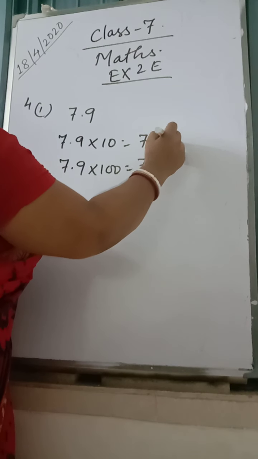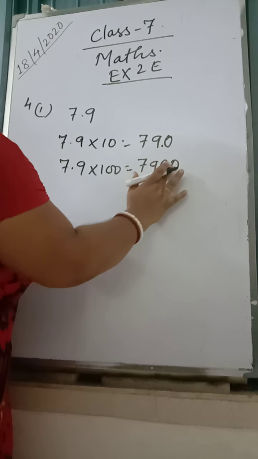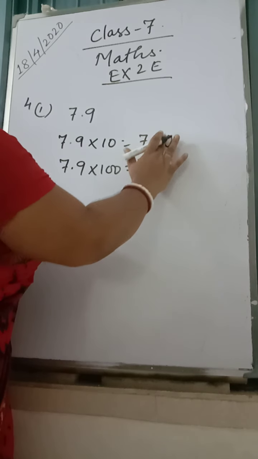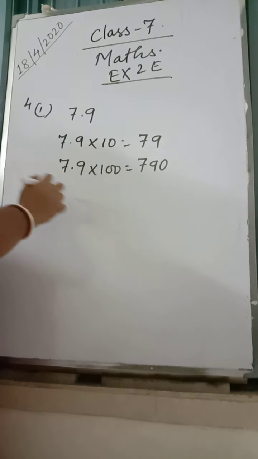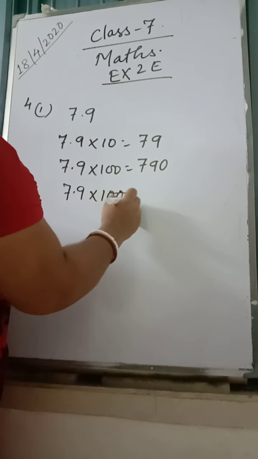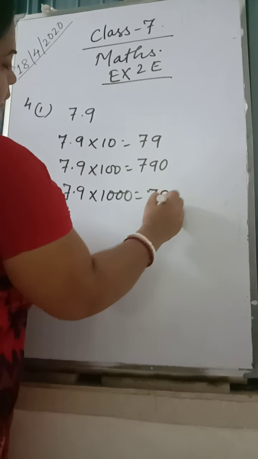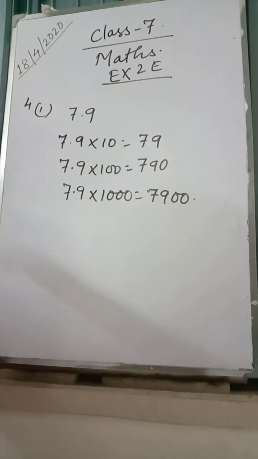Why have I not written the decimal? Because there is a 0 and then the decimal is here, so we can skip it. Clear? Now 7.9 into 1000 will be 7,900. In this way you have to solve all the numbers.